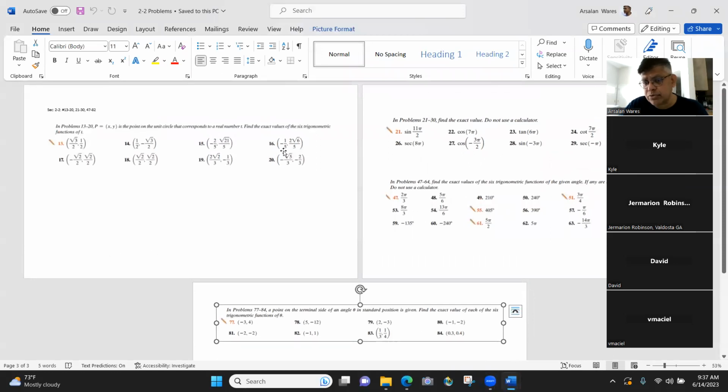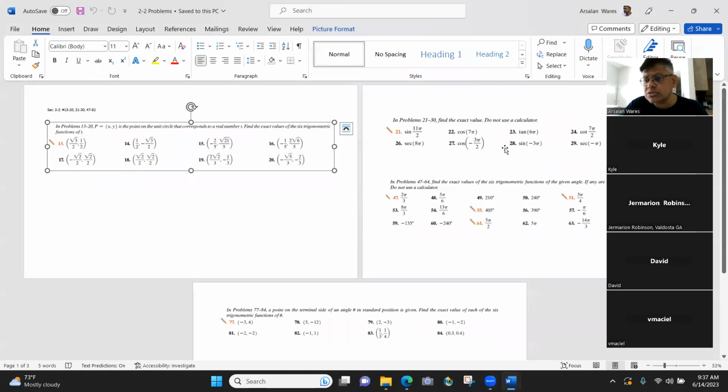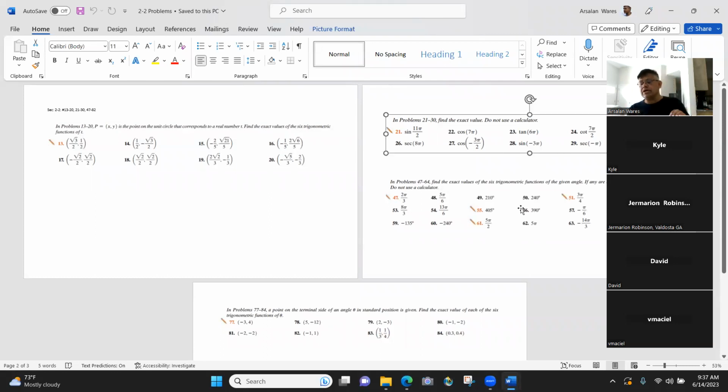But last class, if you remember, we did this chunk. We'll spend a little bit of time on these two chunks today. It's going to take a little bit of time. So that's kind of the plan to work on 2.2.